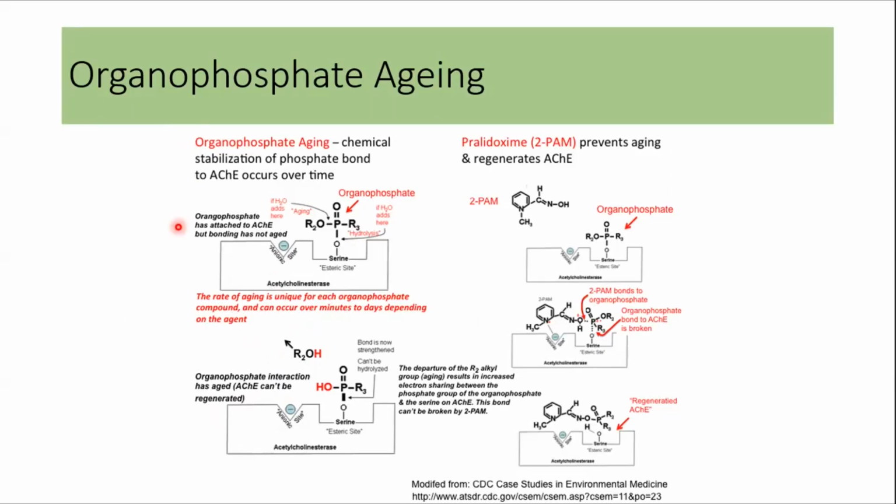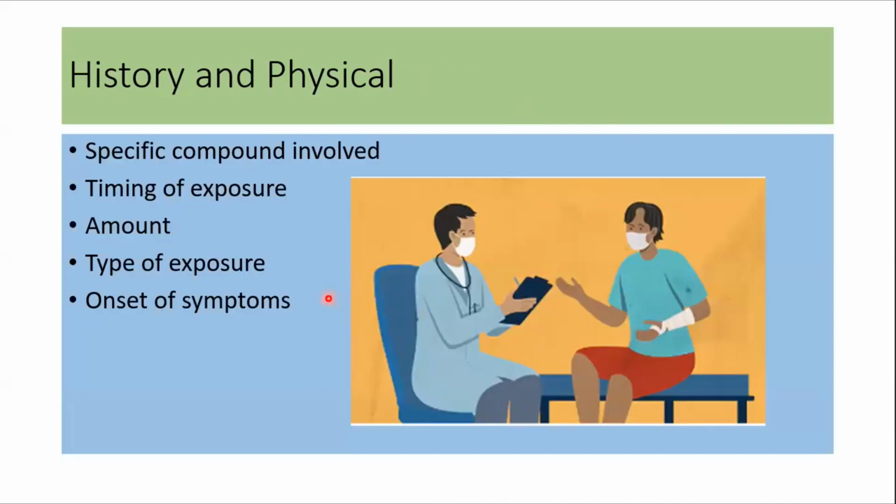To understand the mechanism of organophosphate poisoning, we need to know about organophosphate aging. It is a process of chemical stabilization of the phosphate bond to acetylcholinesterase that occurs over time. When this phosphate bond stabilizes, the acetylcholinesterase cannot be regenerated. This is important because during treatment, if we prescribe PAM before the aging initiates, the acetylcholinesterase enzyme can be regenerated.